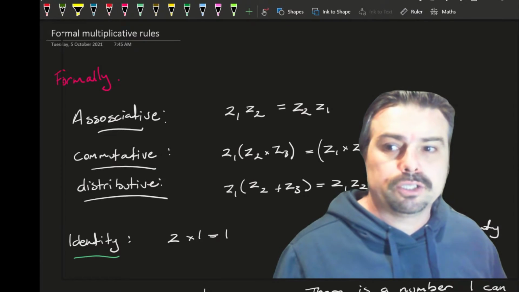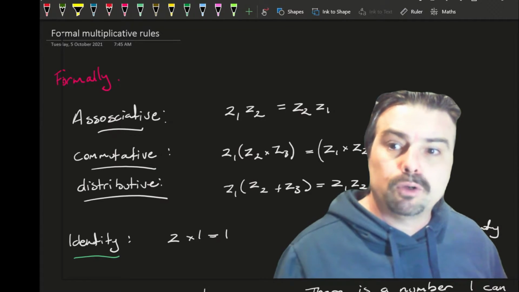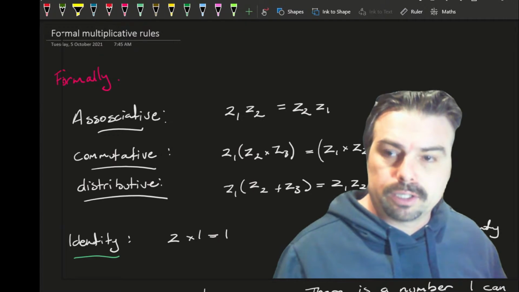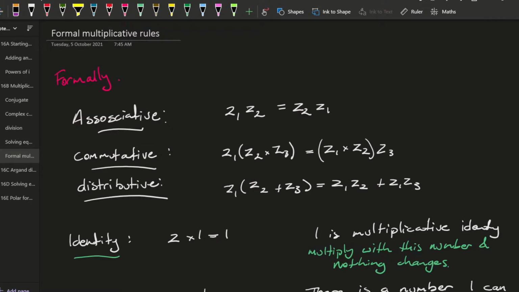So just like we did with addition, we can formally define the multiplication operation on the complex numbers. Multiplication is also associative, i.e. it doesn't matter which order my multiplication is. It's commutative, so I can bunch them up in different ways. So for example, if I was to multiply Z1, Z2, and Z3 together here, it wouldn't matter if I multiplied the Z2 and Z3 together first, or if I multiplied the Z1 and Z2 together first.